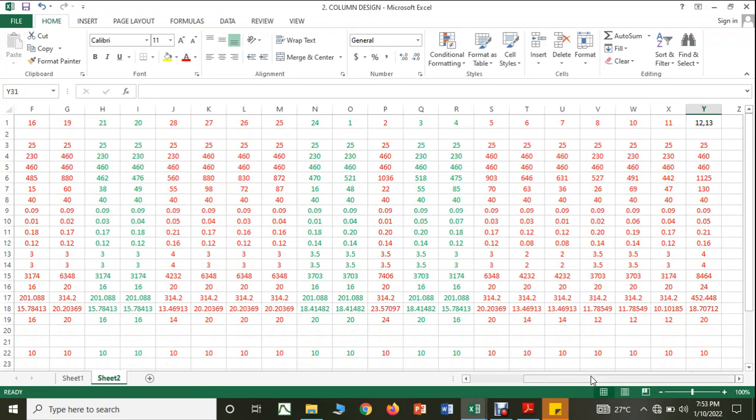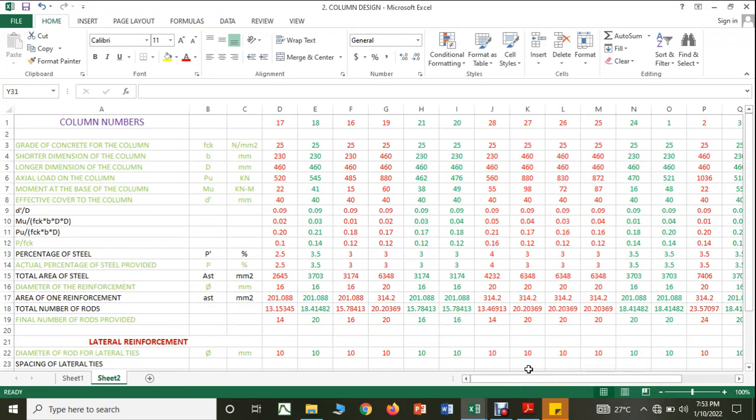So this is how we are supposed to do the design of columns. Now our design of column is done. As I already told, in the next lecture, let us make the grouping of the columns first as per the reinforcement. Then let us make the grouping of columns and footing together.